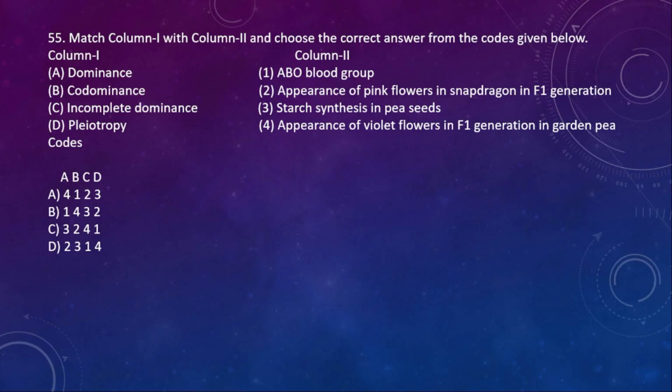55. Match column 1 with column 2. Here again, dominance. If I know what the definition of dominance means: appearance of violet color in the F1 generation in garden pea, because violet is the dominant color. If A is for 4, so here the right option. For cross-checks I will go with codominance also. Best example for codominance is ABO blood group. So here the right option is option A.